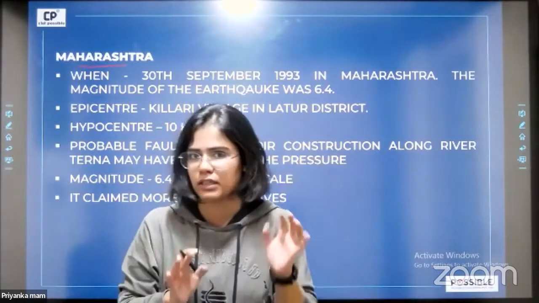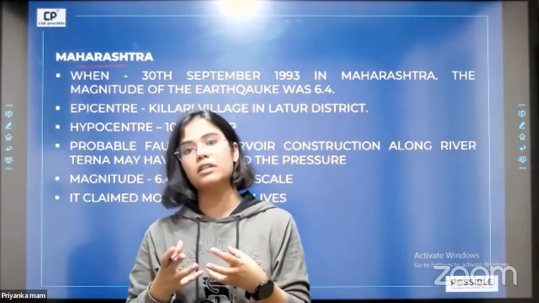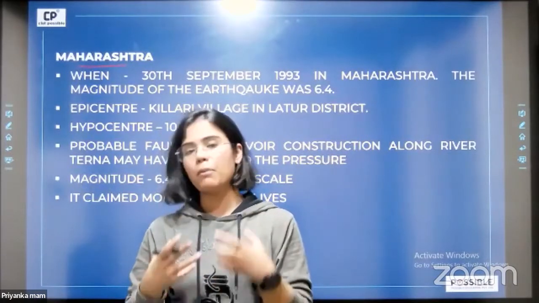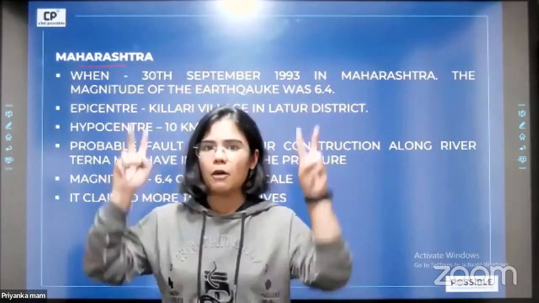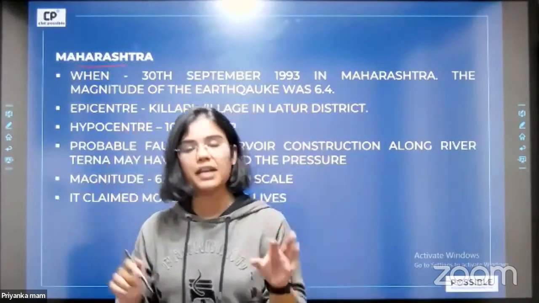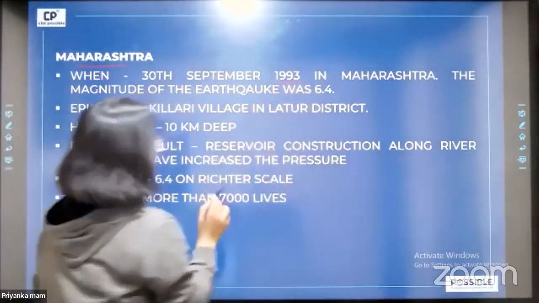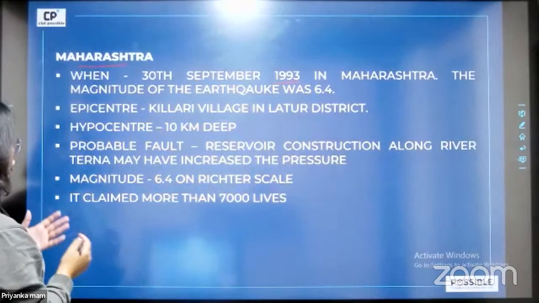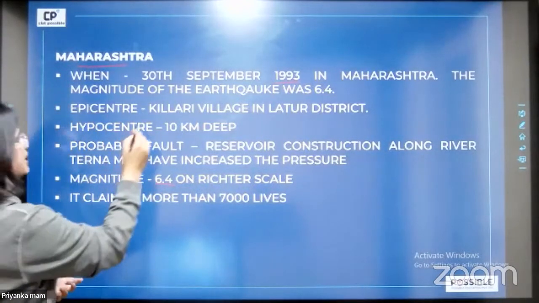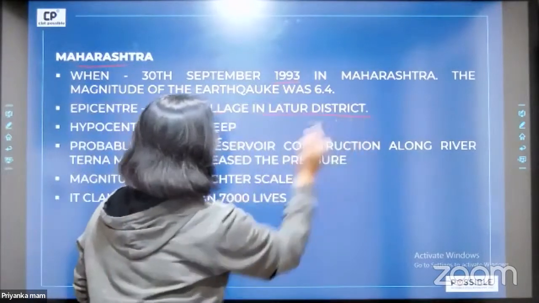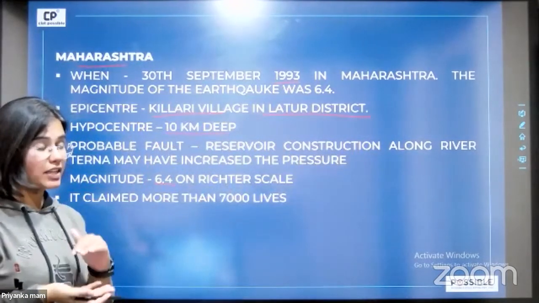This is what we are predicting. But when you talk about the peninsular India, they say natural earthquakes may not happen, but what will happen? Man-made. So this is one example. Again, a probability quotient, right? So they've said that this happened in 1993 in Maharashtra, and the magnitude was 6.4 on the Richter scale. And the epicenter was the Killari village in the Latur district. Hypocenter was 10 kilometers deep, again very shallow.